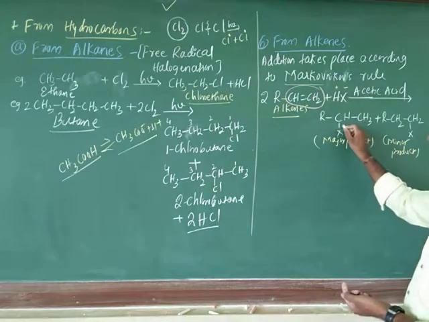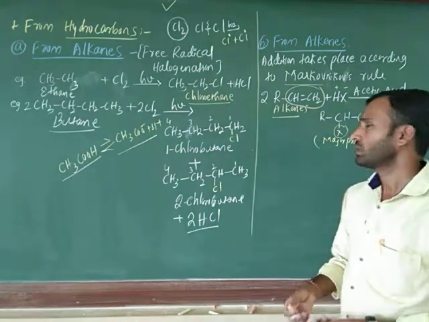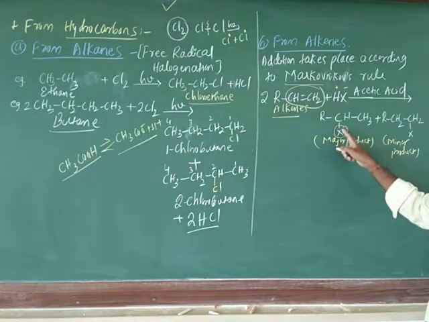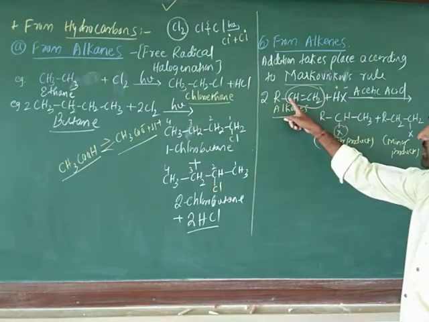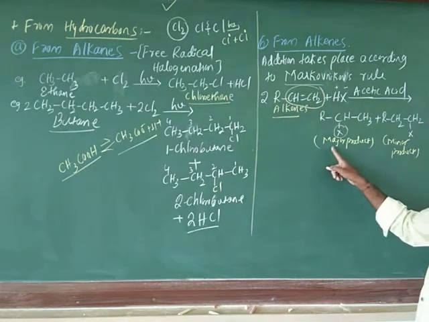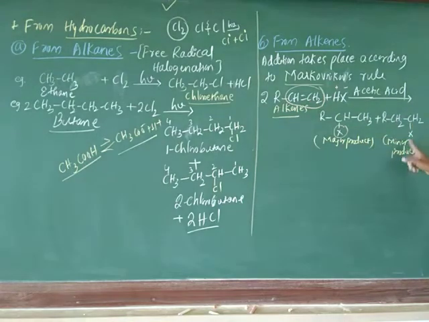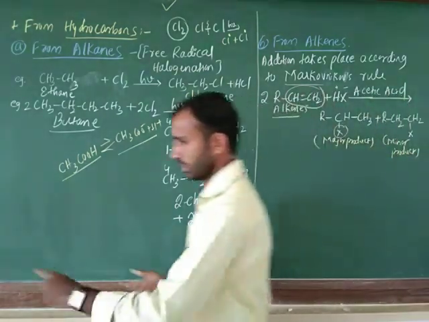Just see here, this is a major product. This X indicates what? Halogen: chlorine, bromine, iodine. That is why in this case this halogen atom attacked this carbon containing what? Less number of hydrogen, that is why this is a major product. Next, this halogen is going to attack this carbon, this indicates what? Minor product according to Markovnikov rule. Next, anti-Markovnikov rule is there. Anti-Markovnikov rule is completely different. At that point we are going to study anti-Markovnikov rule.